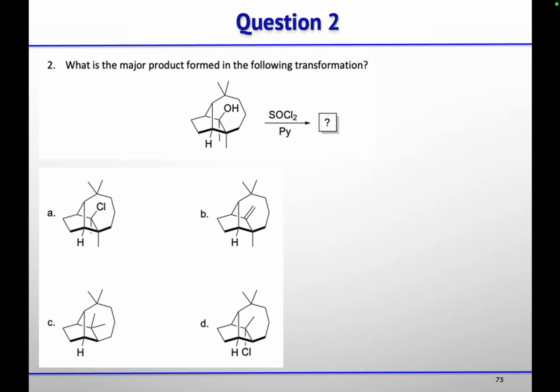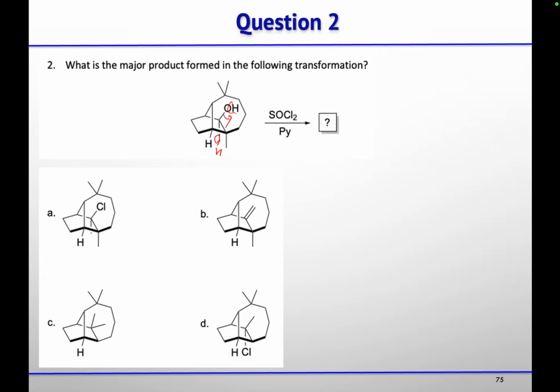Now the second question is, what is the major product formed in the following transformation? This is the question from longifolene, which we discussed last week. If you have this tertiary alcohol and you are treating it with thionyl chloride in the presence of pyridine, what will happen? This alcohol will react with thionyl chloride and one chloride will leave. SO2 will leave and chloride will come to that position. Then pyridine will take the proton from this methyl and remove that chloride to get the corresponding olefin.